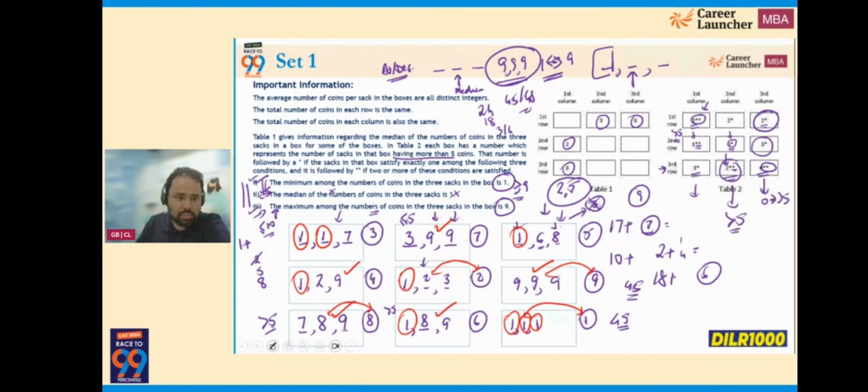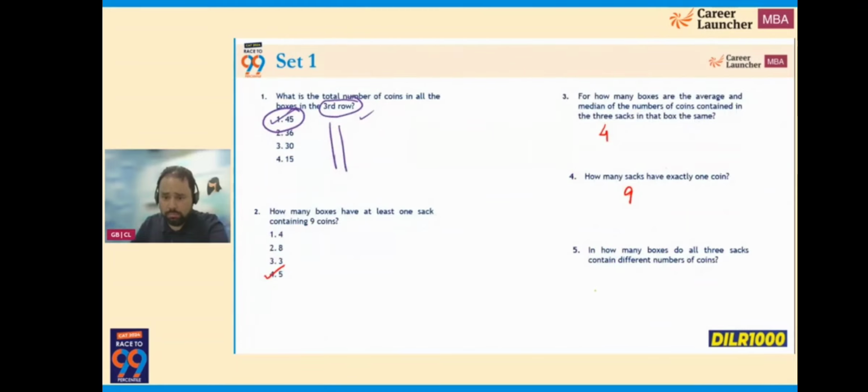Let me take 1681, 1292, 1233, 7894, 1895. So there are 5 such boxes. And the second set is done. So I hope this set is clear to everybody. Once again, a lot of pointers, a lot of hints, a lot of things that we went ahead and looked at.